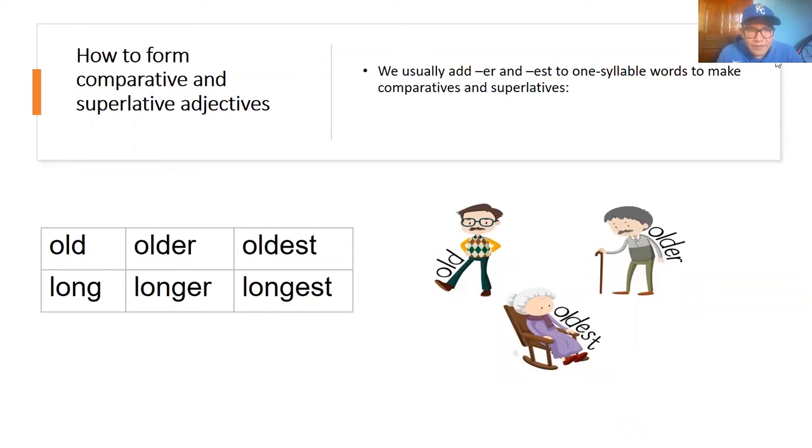How to form comparative and superlative adjectives. We usually add -er and -est to one-syllable words to make comparatives and superlatives. For example, we have old, older, and oldest. So here we are just adding -er and -est. We have another one that is long. Here we don't have to take away any syllable, we're just adding -er or -est.